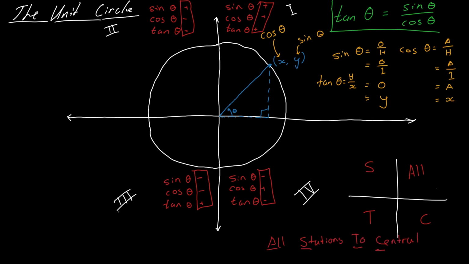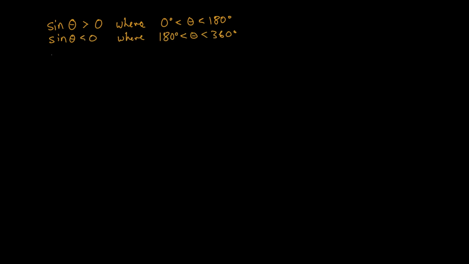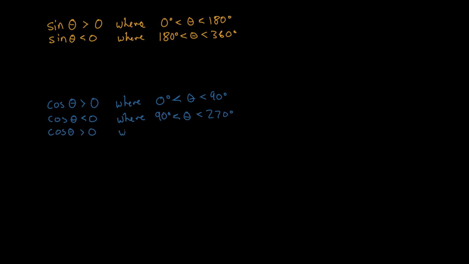If we represent what we just discovered mathematically, we would say that sine theta is greater than 0, where theta is between 0 and 180 degrees. Sine theta is less than 0 when theta is between 180 and 360 degrees. Cosine theta is greater than 0 between 0 and 90 degrees. Cosine theta is less than 0 between 90 and 270 degrees. And cosine theta is greater than 0 between 270 and 360 degrees.